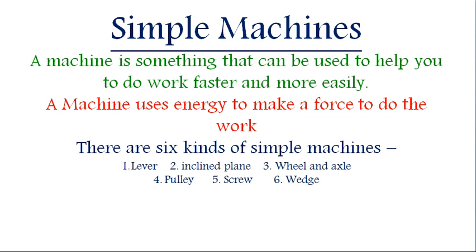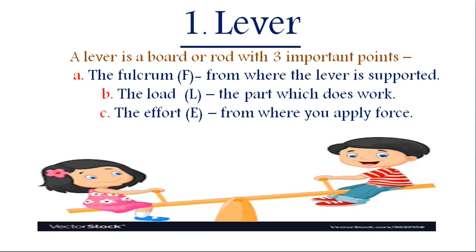Some machines increase the force you apply, and at the same time some machines, like tweezers, decrease the force you apply. Some machines change the direction of the force you apply. So let's see the first machine, and that is lever.